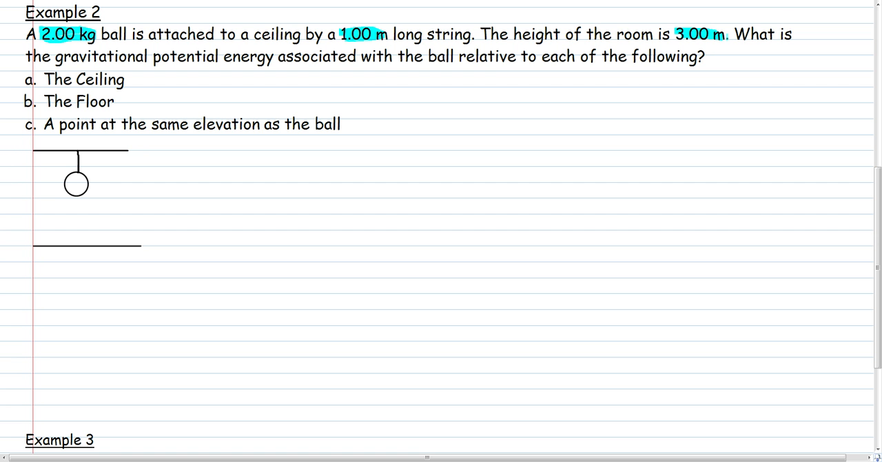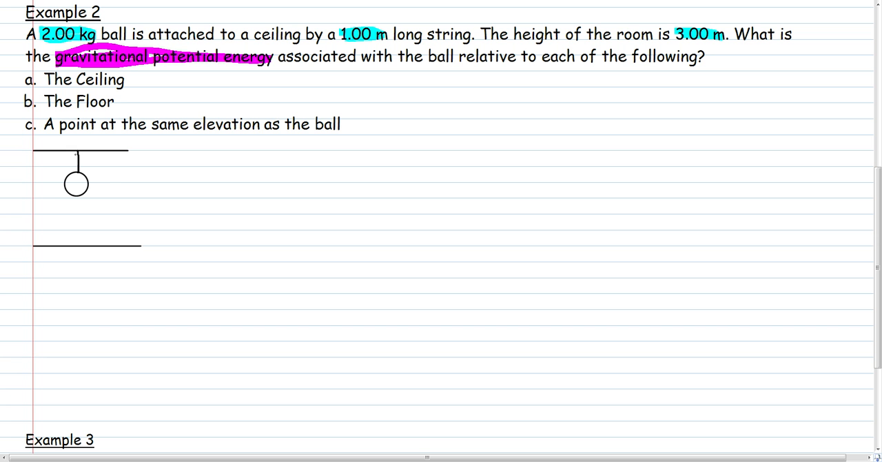And then it asks, what is the gravitational potential energy associated with the ball relative to each of the following? So it gives me three different scenarios that I want to look at. Let's go ahead and label my picture that I have right here.